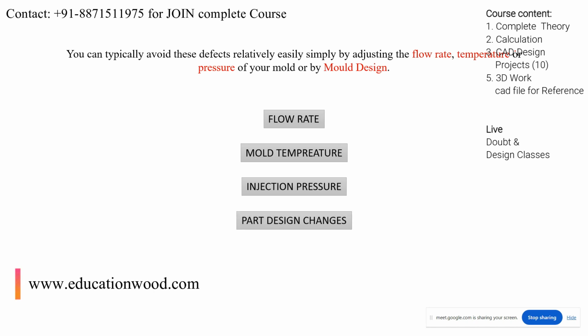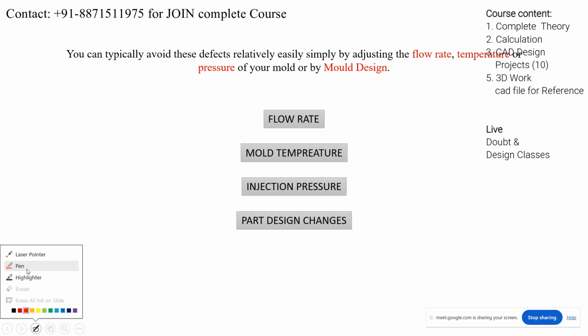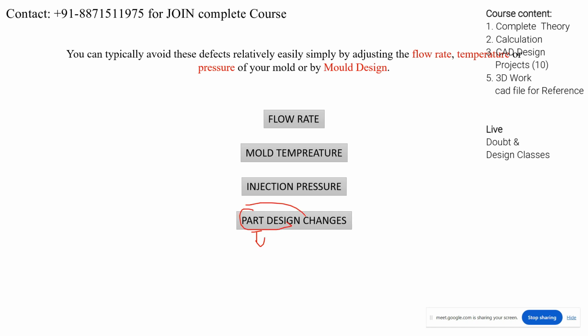And we can change the part design also. What is the meaning of changing the part design? It means changes in the component design. For example, if we have a component like this and there is a feature in this component that has no requirement, we can remove this feature in order to avoid the defect.